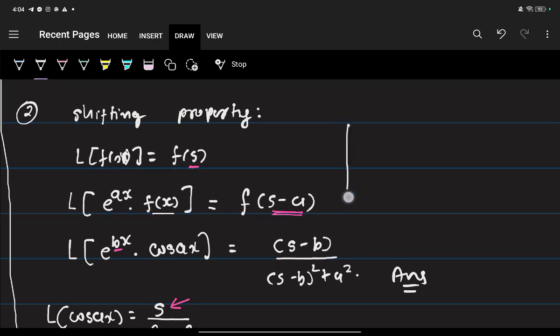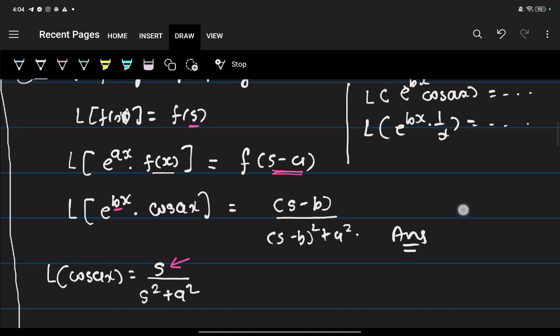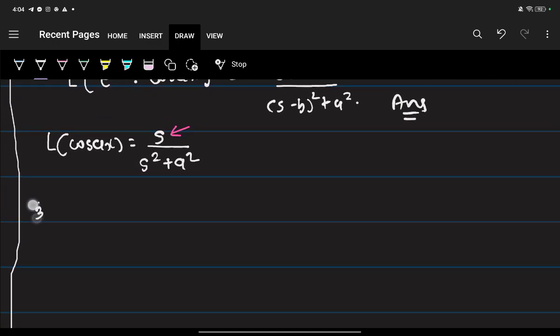I'm giving you some questions. Okay, you can try by yourself as homework. For example, what will be the Laplace transform of e raised to bx cos ax? Do it by yourself. Also find out the Laplace transformation of e raised to bx times 1 by x. Alright. Now let's move on. The scaling property, the third property. Now if you know the Laplace transformation of any function, let's say it is F of s, then the scaling property says that what?